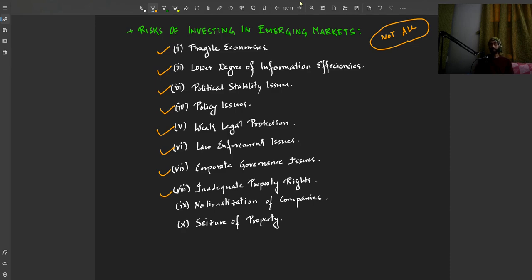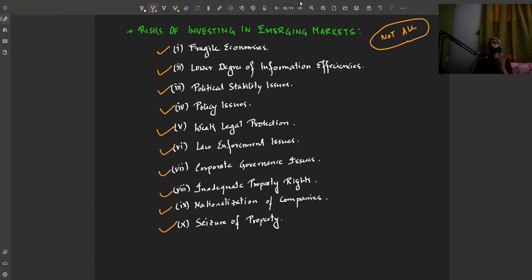Inadequate property rights. This is again an aspect which combines policy issues, legal protection issues, and law enforcement issues. You purchase a property, you purchase an asset, you invest in an asset, but the contract is not abided by. This can also happen. Nationalization of companies. Because of inefficiencies, the companies may be nationalized, and nationalization in turn can breed inefficiencies. Seizure of property. Due to geopolitical reasons, economic reasons, or reasons of corruption also, there can be seizure of property.